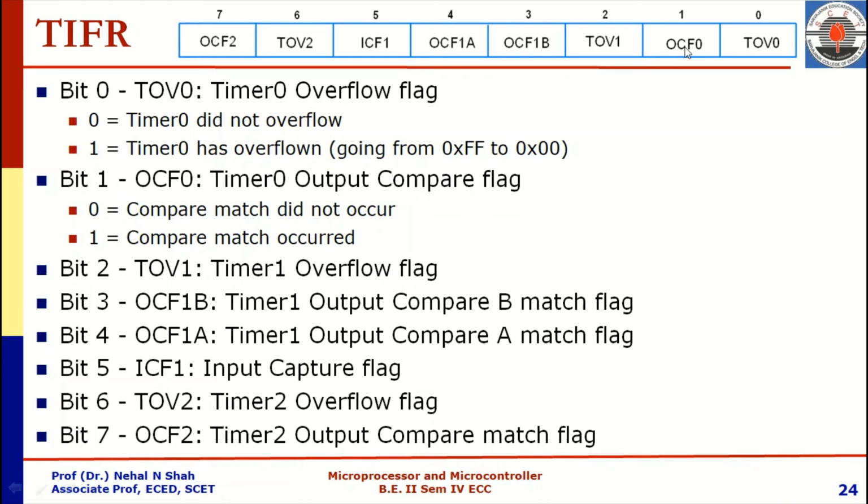Similar things happen with bit number 1, that is OCF, the output compare flag. Whenever this bit is 0, that is the indication that compare match did not occur. But the moment the bit is set, it means the compare match has already occurred. The other 6 bits are for timer 1 and timer 2, and they will be useful in programming of timer 1 and timer 2. For timer 0 programming, only bit number 0 and bit number 1 of the TIMSK and TIFR registers are useful.